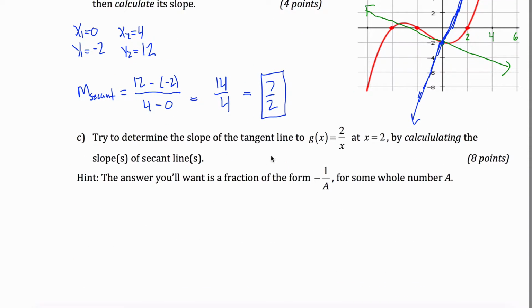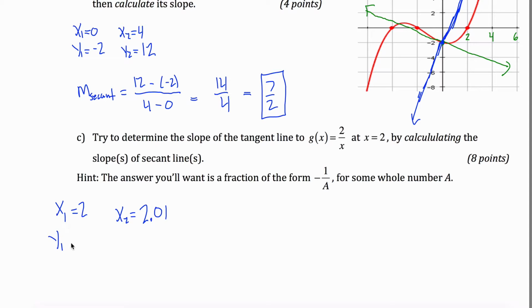Try to determine the slope of the tangent line to this thing at x equals 2 by calculating the slopes of secant lines. So what this is saying is you want to know the slope of the tangent line, but all you can do is estimate the tangent line. What I want you to do is calculate secant lines. So the way I'll do that is maybe I'll let x1 be equal to 2 and x2 be some number really, really close to 2. I don't know, 2.01 maybe.